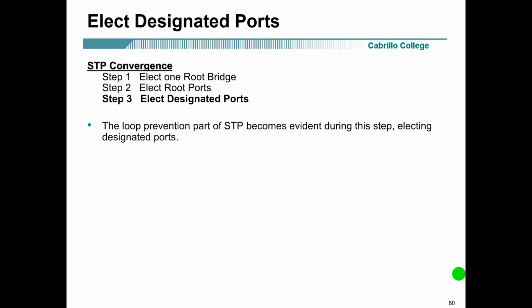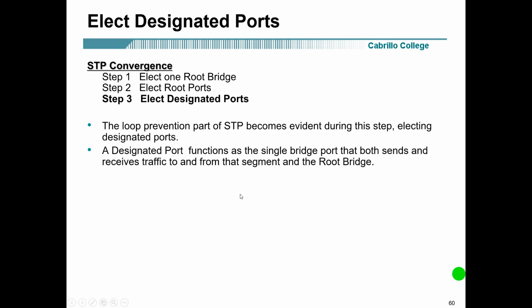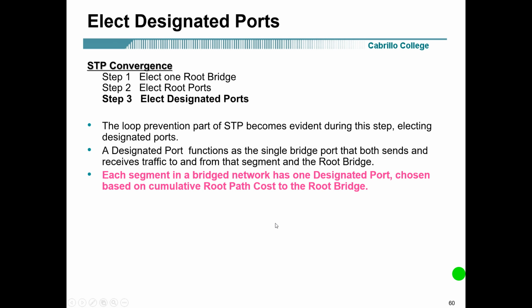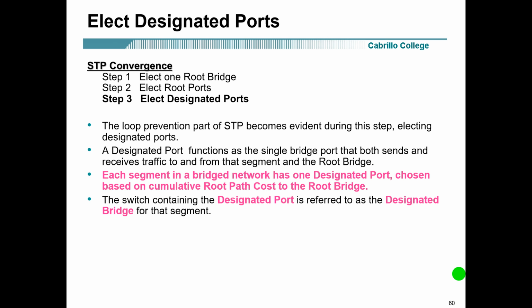Next, elect designated ports. The designated ports are a key thing here. The loop prevention part of the STP becomes evident during this step, electing our designated ports. A designated port functions as the single bridge port that both sends and receives traffic to and from a segment and the root bridge. Each segment in a bridge network has one designated port, chosen based on the cumulative root path cost to the root bridge. The switch that contains the designated port is referred to as the designated bridge of that segment.